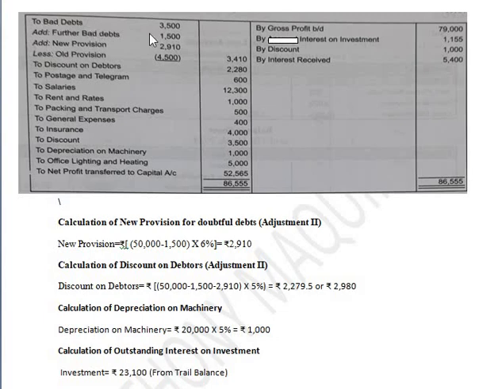Now let's look at the debit side of the profit and loss account. It starts with bad debts. Remember, bad debts of 3,500 you will get from the trial balance. Then you add further bad debts. This you get from the second adjustment, for rupees 1,500. Then you add the new provision. Remember, the calculation of the new provision for doubtful debts is from adjustment number 2.